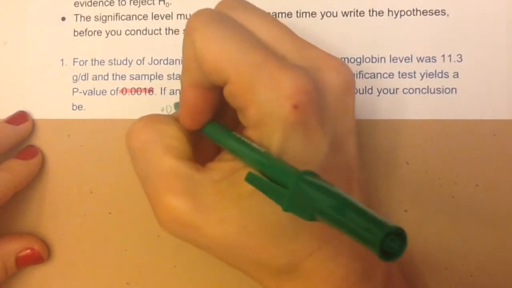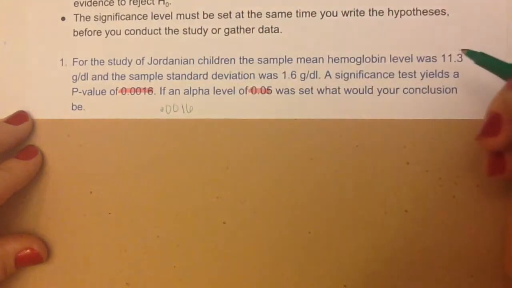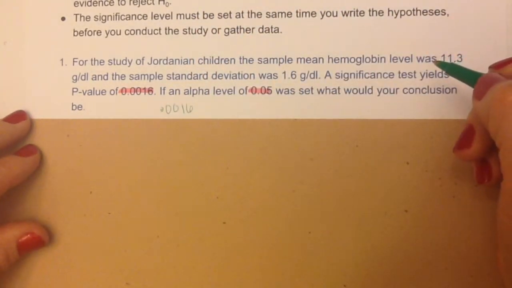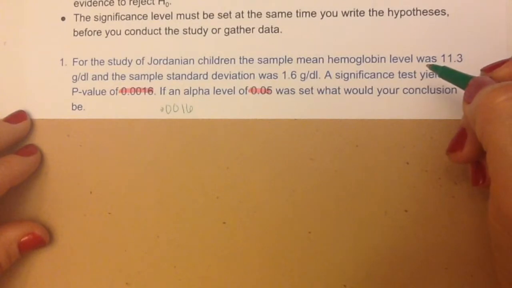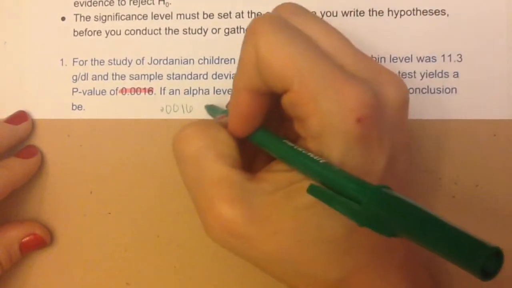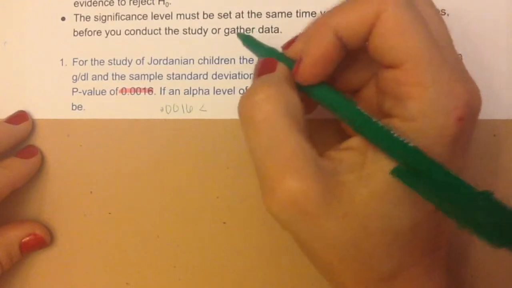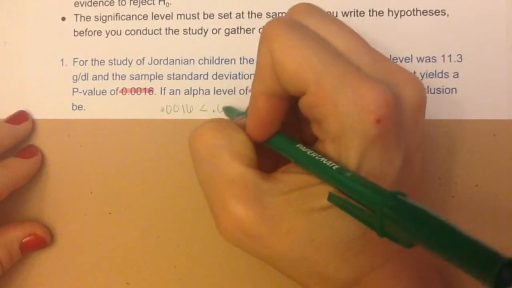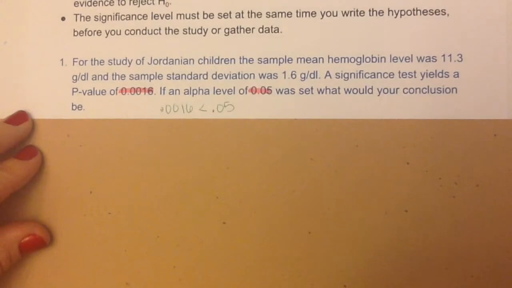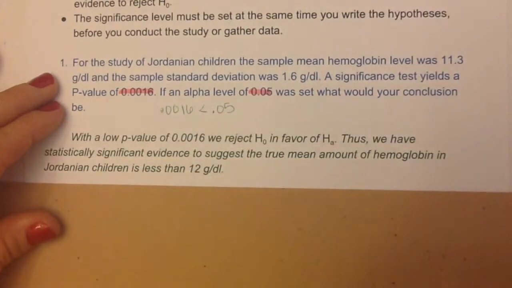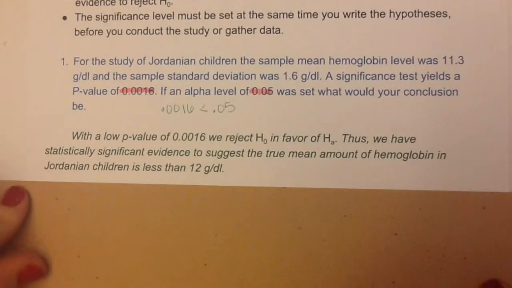So 0.0016 would be 0.16%, so below 1%, and our alpha level of 0.05 is a 5% alpha level. 0.0016 is definitely below 0.05. So that would have us make our conclusion. With a low p-value of 0.0016, we reject the null hypothesis in favor of the alternative. Thus, we have statistically significant evidence to suggest the true mean amount of hemoglobin in Jordanian children is less than 12 grams per deciliter.